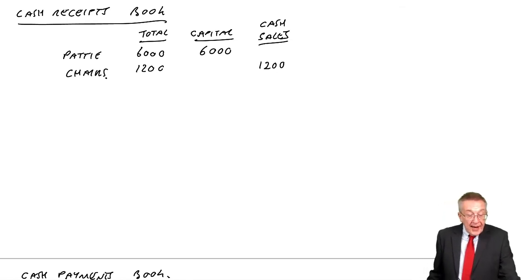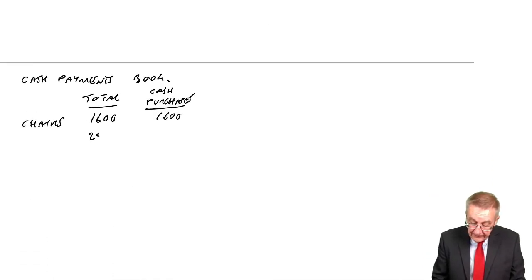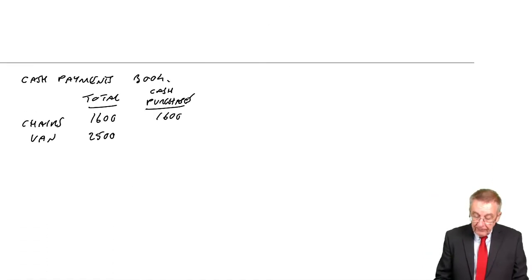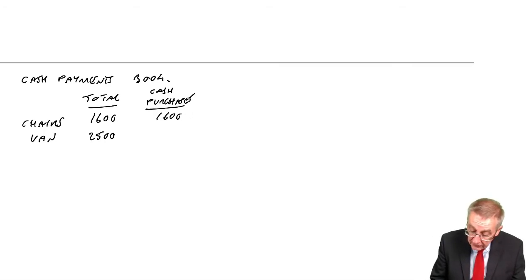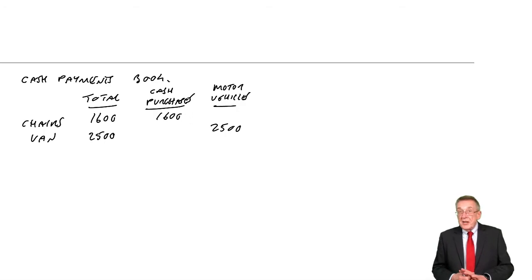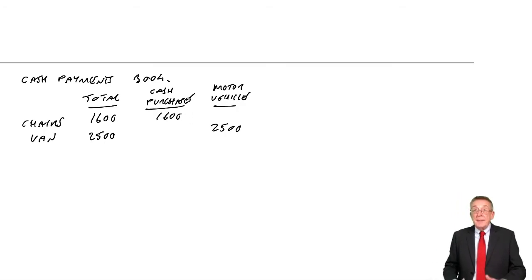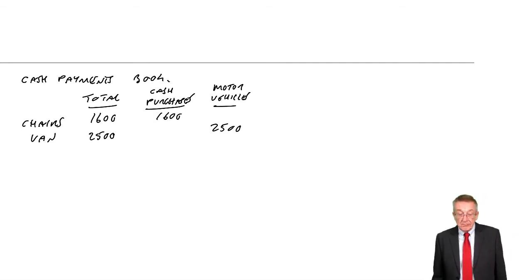D, we buy a van for £2,500. Cash payments? £2,500 in the total column. Where shall I analyse it? I'll have a column for van or motor vehicles. £2,500. So do appreciate, so far we've made no debits, no credits. All I'm doing is making a note of each transaction in one of these books.